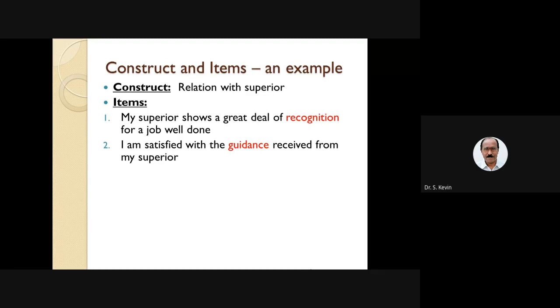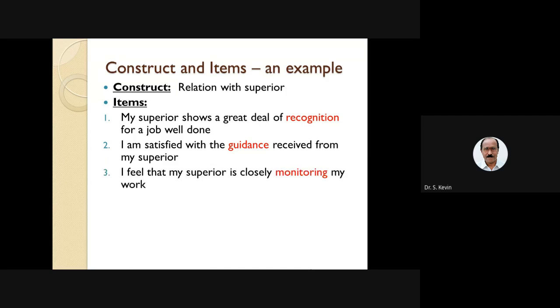So you see, we are not directly asking him, what is your relation with the superior? Is it good or bad? Then he will feel very uncomfortable. The employee will feel uncomfortable. So instead, we are giving them simple statements and asking them to agree or disagree.